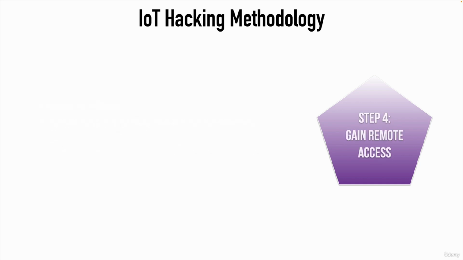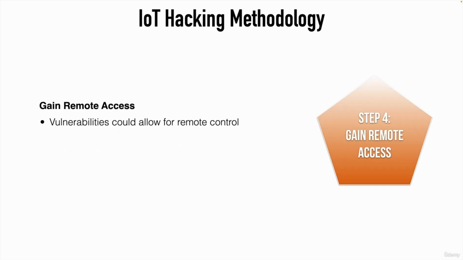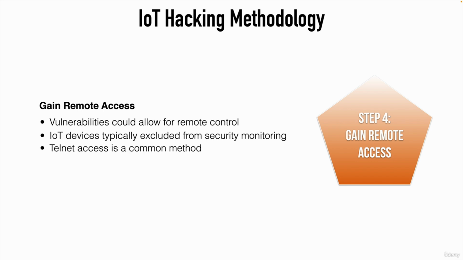The next phase is gaining remote access. Based on the vulnerability we've exploited, we may be able to turn the device into a backdoor into the network without the need to interact with any other end user device. And the advantage here is that these IoT devices are typically going to be excluded from firewall or IPS detection, and because they are simplistic and low powered, they certainly won't be running any antivirus or anti-malware software on the device itself. A common method for this is through Telnet.